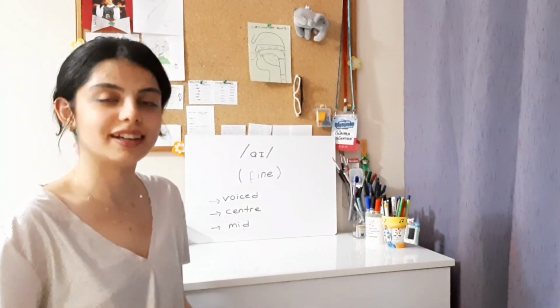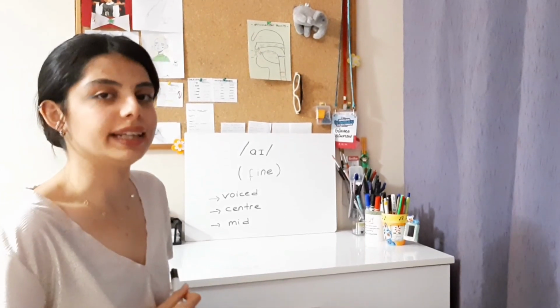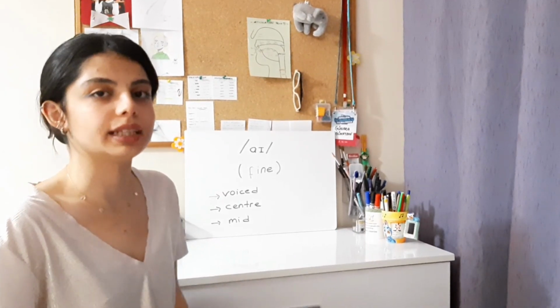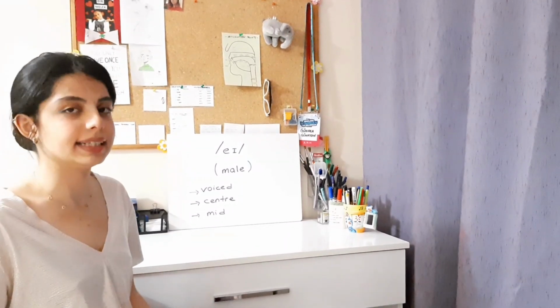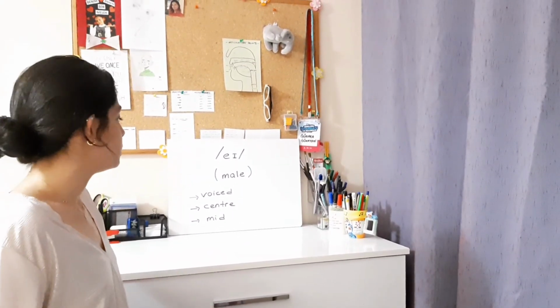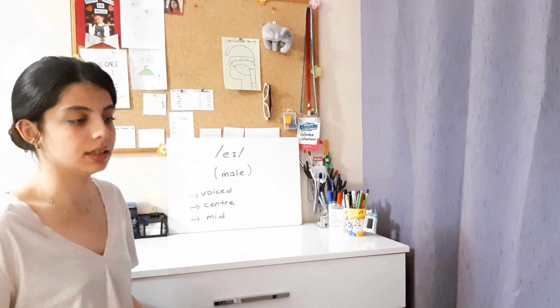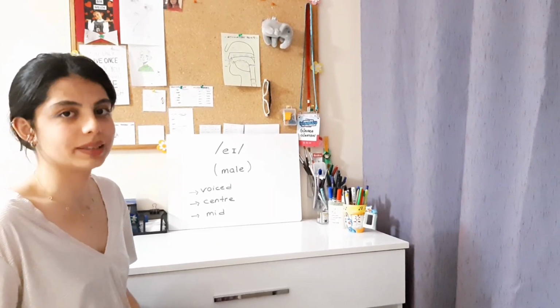Let's move on with another diphthong. It is I, as in fine. It's a voiced sound and its place of articulation is center, and its manner of articulation is mid. Our other diphthong is A, as in male. It's a voiced sound, and it's also a center sound because it comes from the center of our mouth, and its manner of articulation is mid.